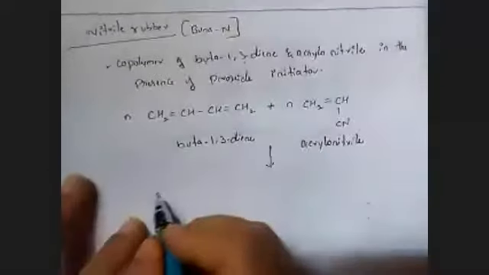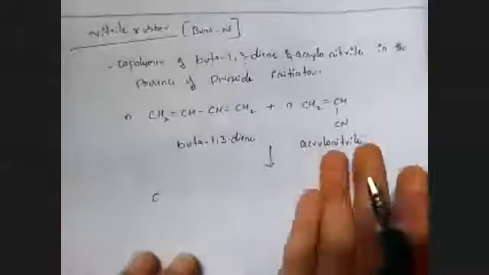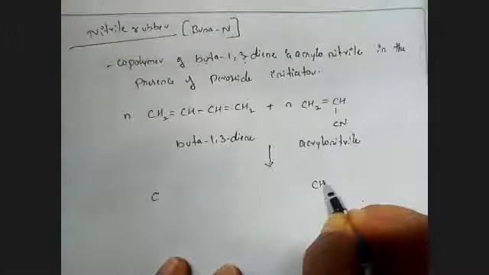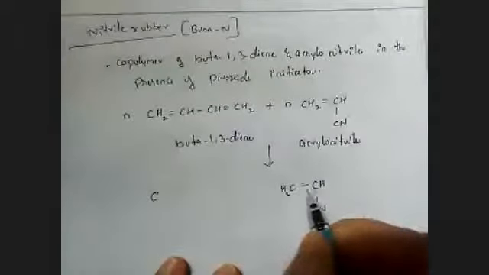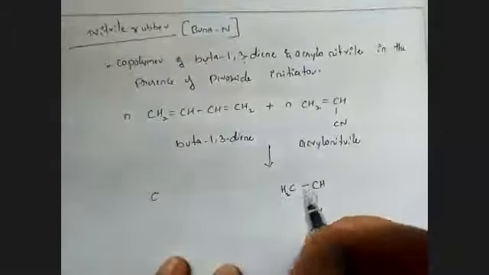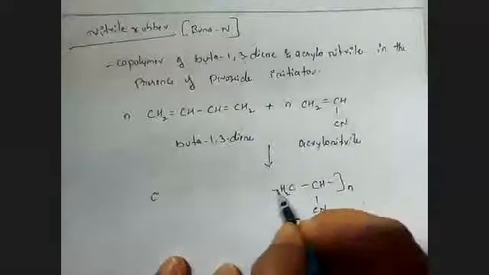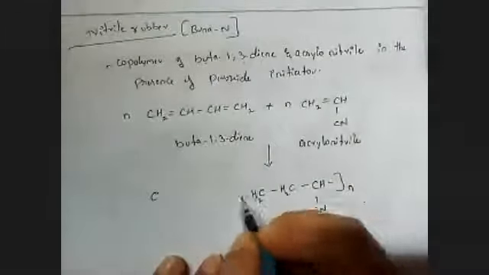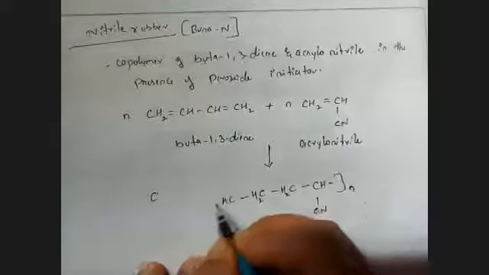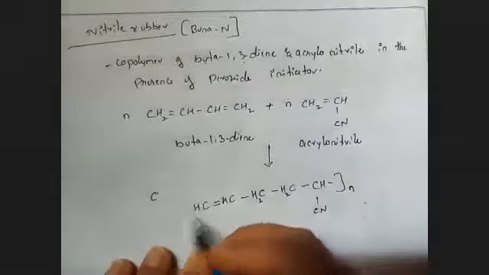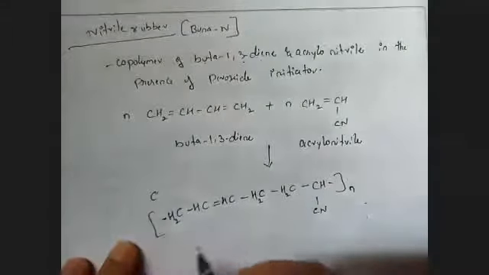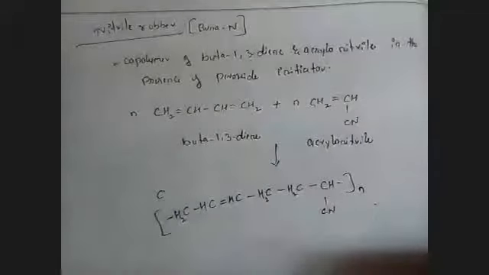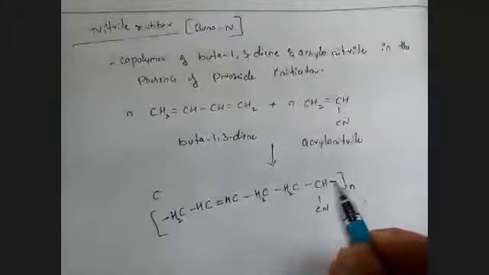See, first, for your understanding, I'll write from this end to this end. CH, CN, single bond, CH2. So there should be N. Then here again CH2, CH, double bond, CH, CH2. So this end is one more joining.